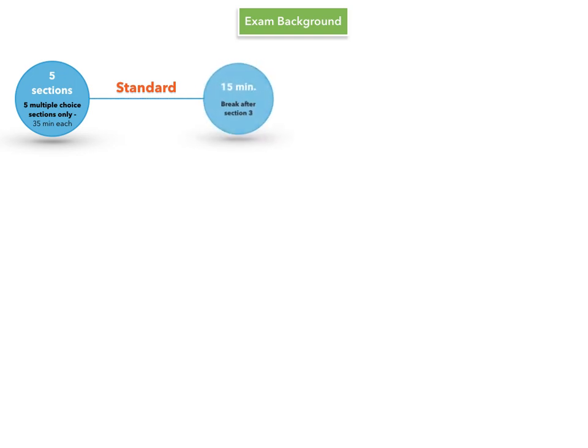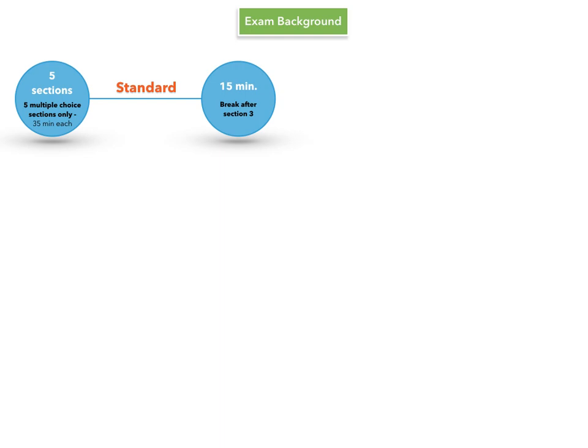The on-site LSAT administration consists of 5 multiple-choice sections. The timing for these sections in a standard administration will remain the same at 35 minutes per section. There is one scheduled 15-minute break following Section 3 of the exam.